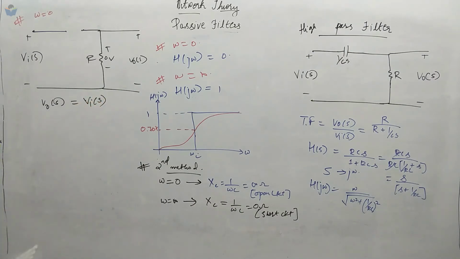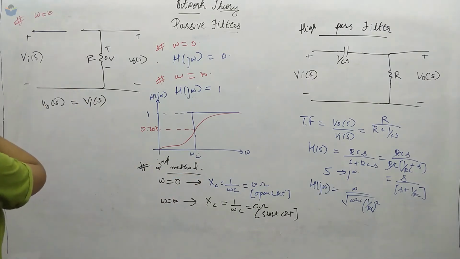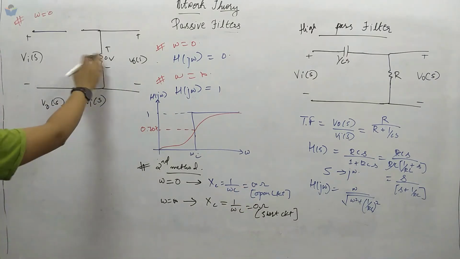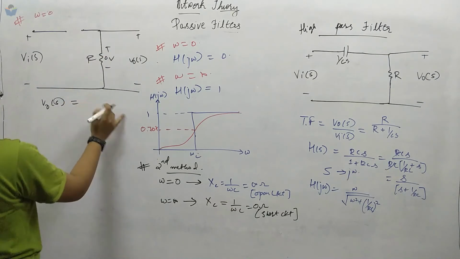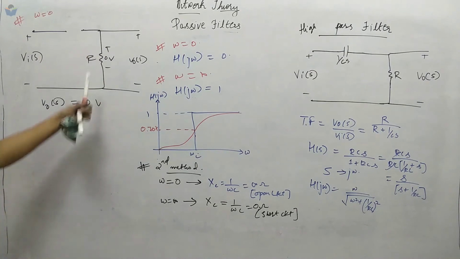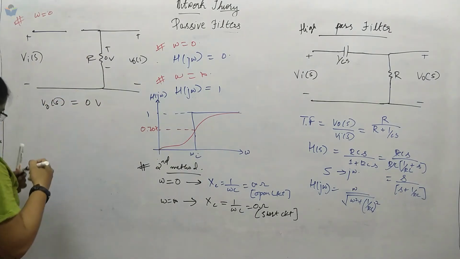So if I am not wrong, this is infinite. So when you put 0, you will get open circuit. Okay, so here there is nothing, 0 voltage drop, so you will get 0 volt. Basically, if it is 0 volt, it means there is no potential difference between the points. Okay, so this is 0 volt.